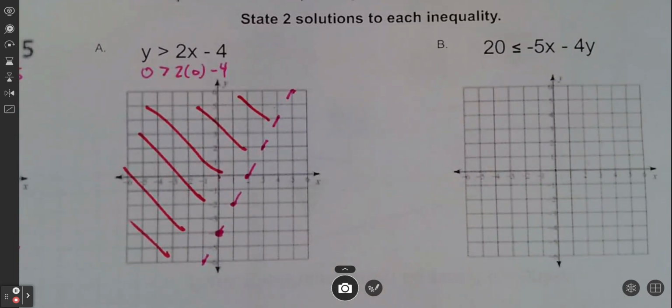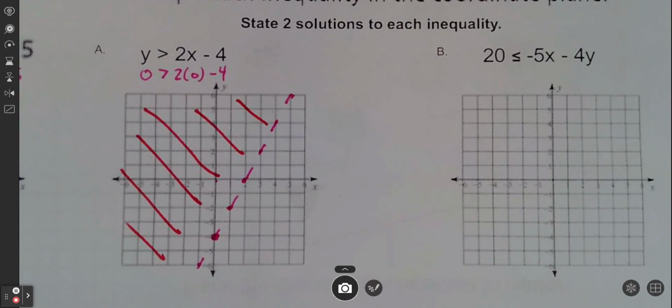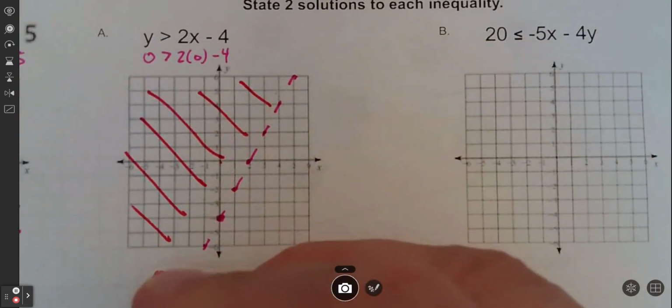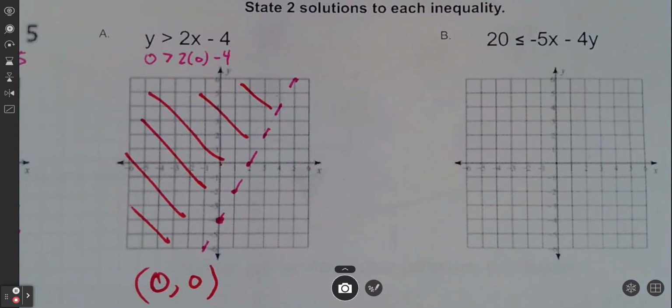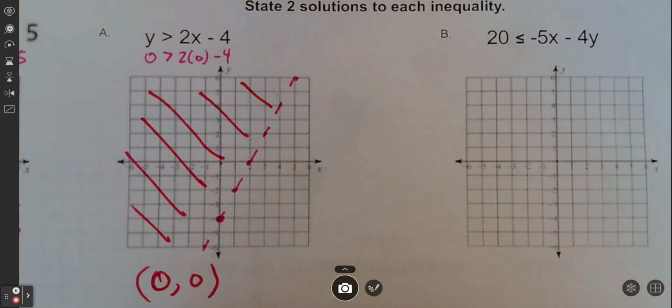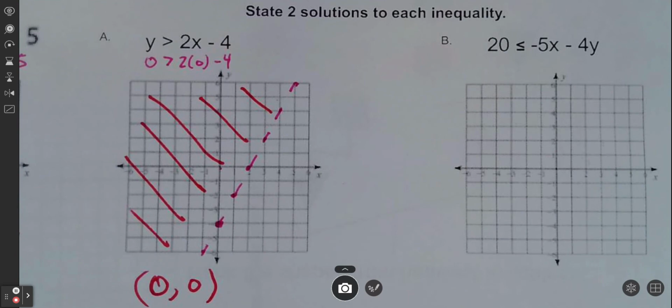This says state 2 solutions that work. Someone give me one solution. 0, 0. We just showed that 0, 0 works. Parker, you got another one? 0, 2 works. Okay, what else works?